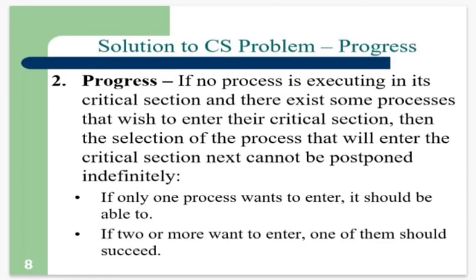Progress. If no process is executing in its critical section and there exist some processes that wish to enter their critical section, then the selection of the process that will enter the critical section next cannot be postponed indefinitely. If one process wants to enter, it should be able to. If two or more want to enter, one of them should succeed.